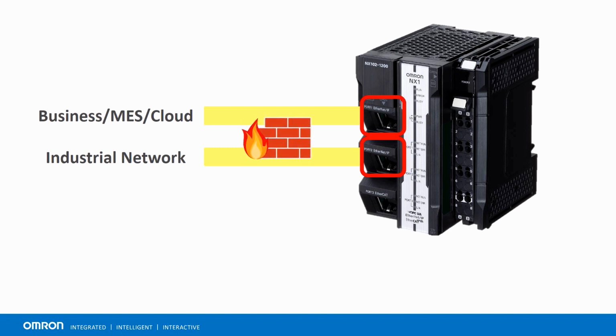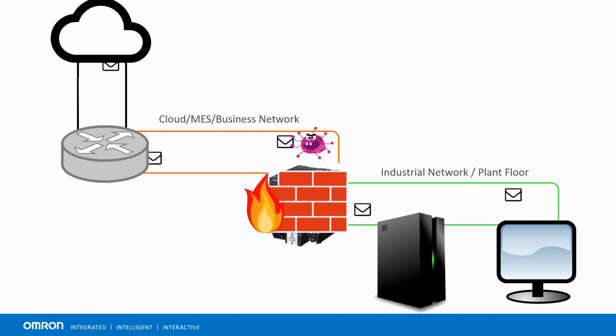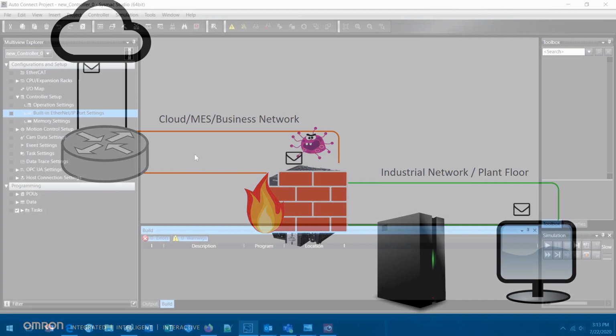The third Ethernet port is used specifically for EtherCAT communication. The NX102's built-in Ethernet ports provide the separation needed to protect the different network levels of the plant floor, which adds a layer to the defense-in-depth strategy.